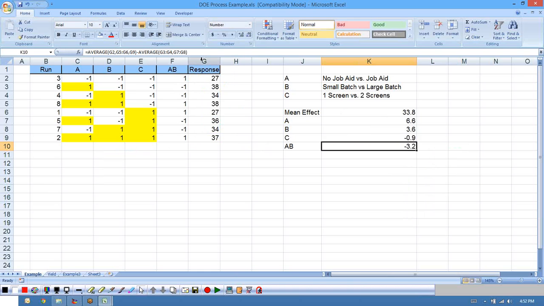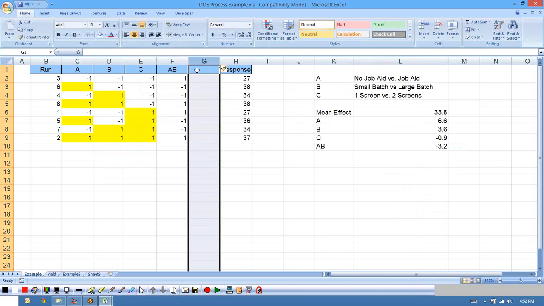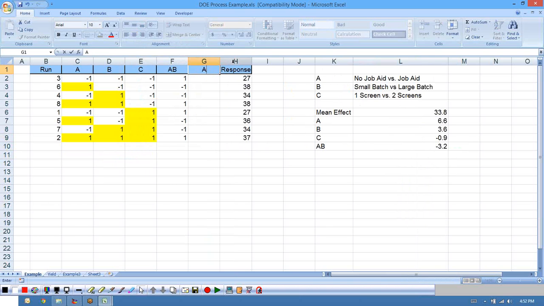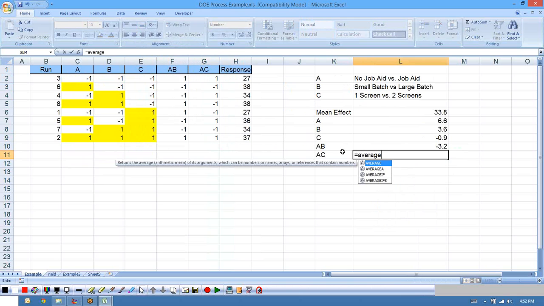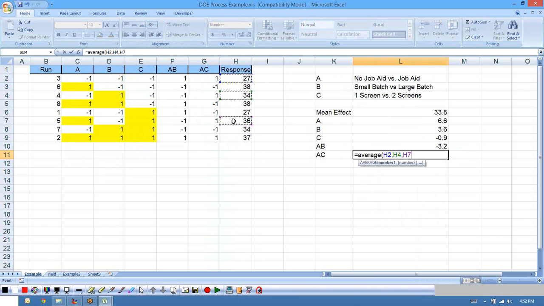Okay, we could continue down the whole thing and do the AC and all that, and this would simply be A times C, and we play that same game, and we can calculate the AC effect, which is equal to the average of all the ones minus the average of all the -1s.